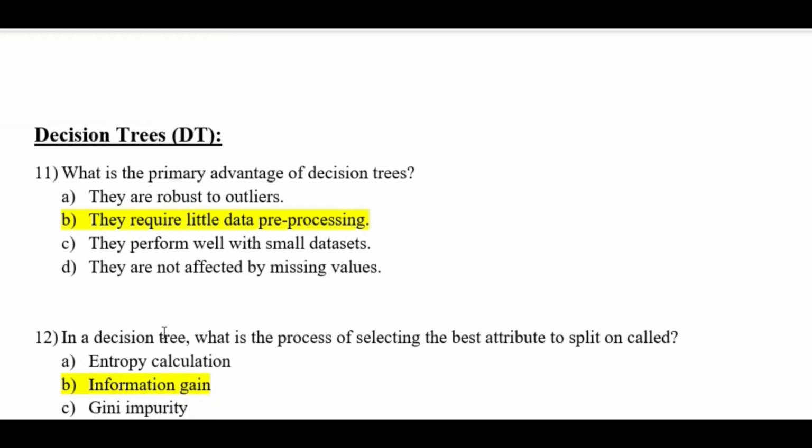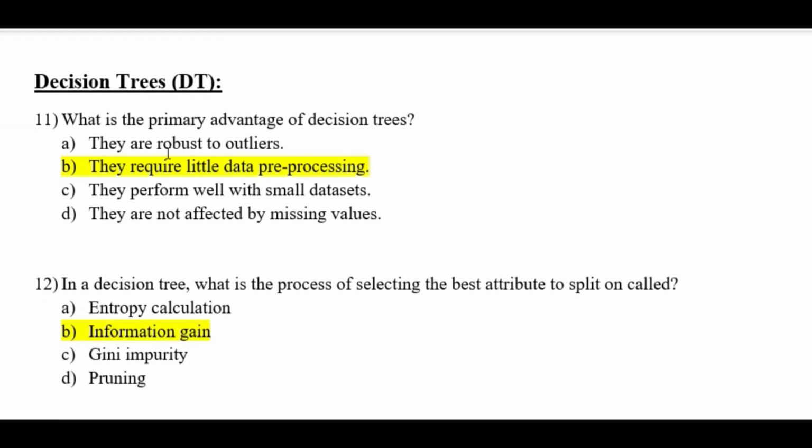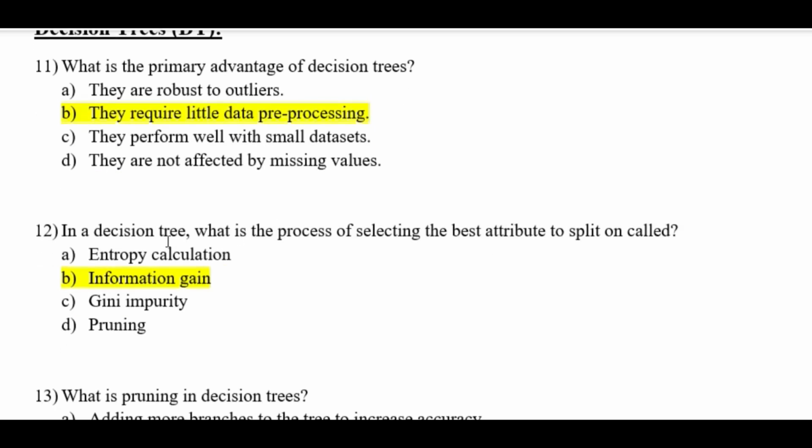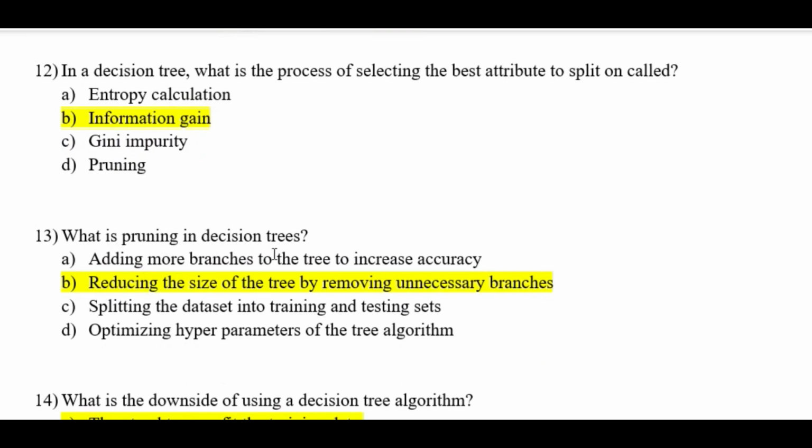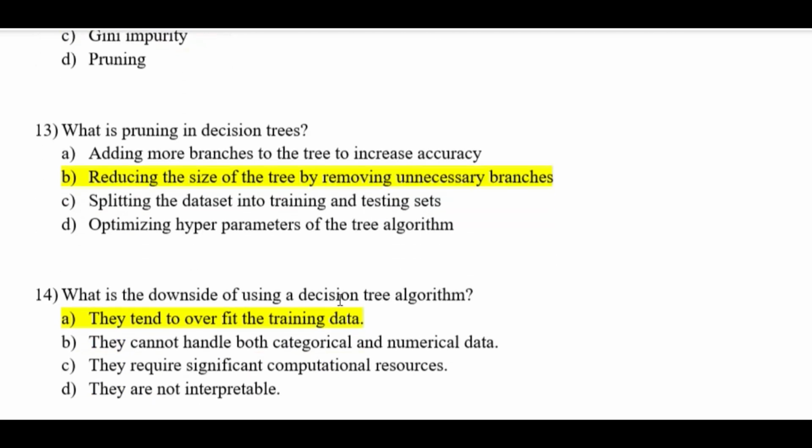Now we are moving on to the decision tree. What are the primary advantages of a decision tree? They require little data pre-processing. In a decision tree, what is the process of selecting the best attribute to split on called? Information gain. For the information gain, we try to use entropy and Gini, but information gain is the primary. What is pruning in decision trees? Reducing the size of a tree, the height or depth of a tree, by removing the unnecessary branches.